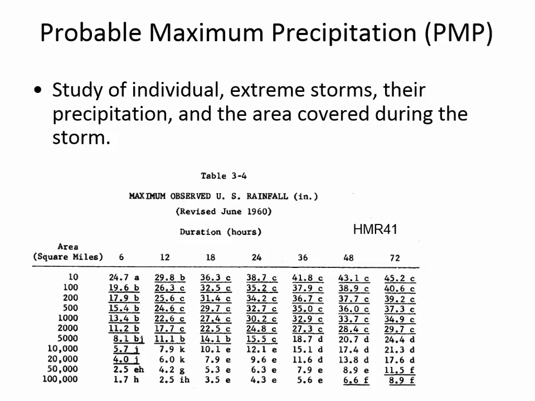So why do you think that if you have a 10 square mile watershed, you could expect 24.7 inches as a maximum, a theoretical upper limit, but for 1,000 square miles, it would be almost half that? Why is it that a small watershed means you can have a higher maximum upper limit? Any guess about that?